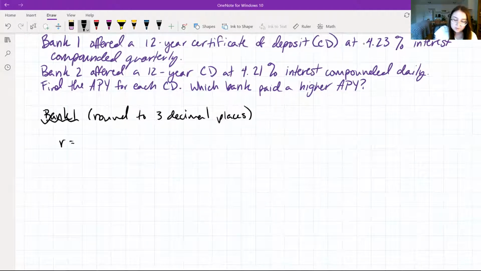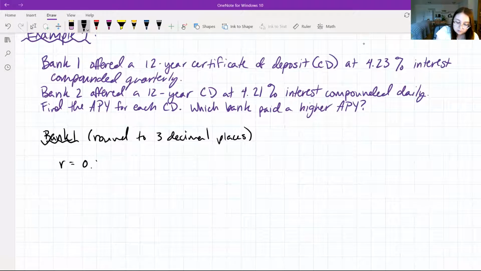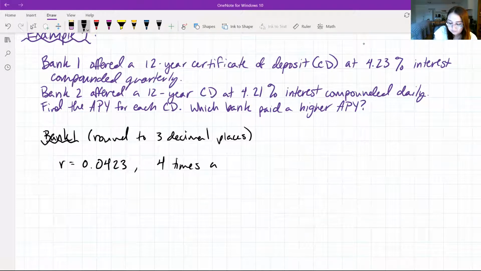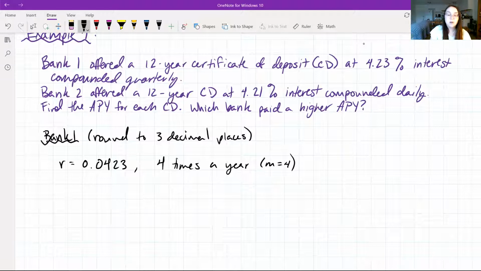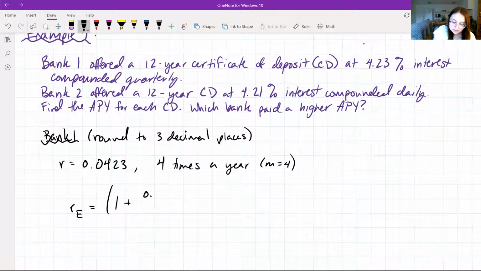So Bank 1, we know our rate is going to be 0.0423, because that's our interest rate in decimal form. And we know it's being compounded quarterly, so 4 times a year, or M is equal to 4. So when we write out our equation, we're going to get R sub E is equal to 1 plus 0.0423 divided by 4, to the power of 4, minus 1.